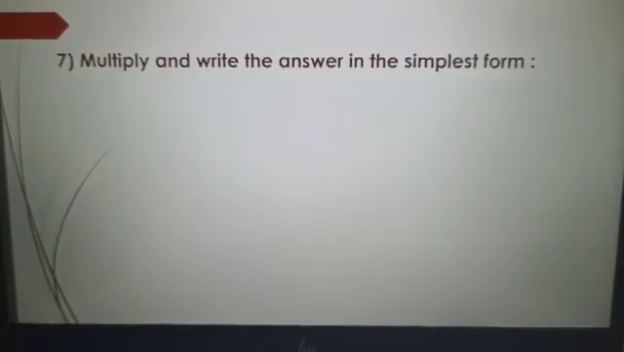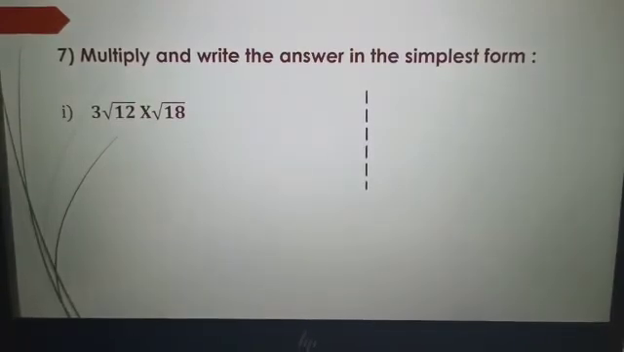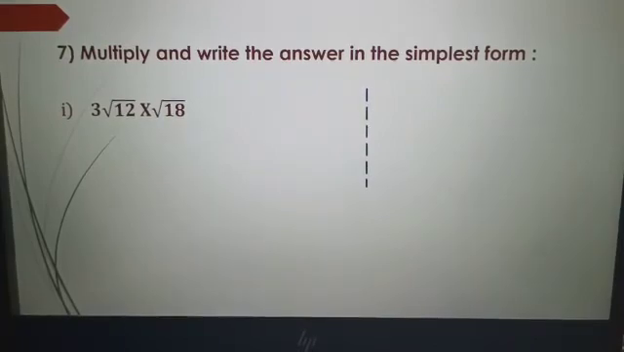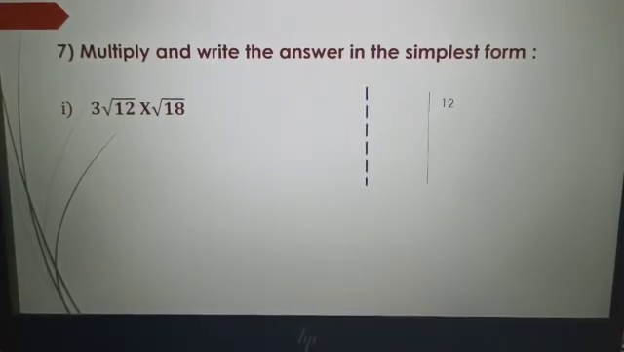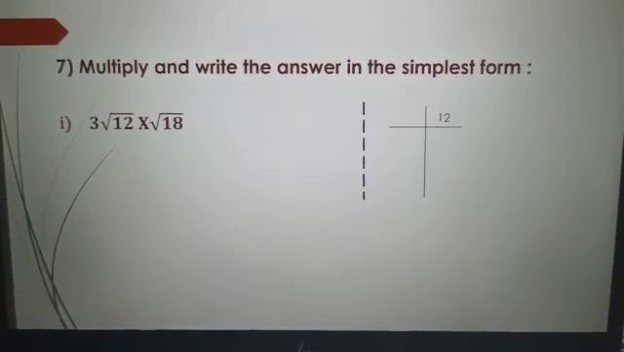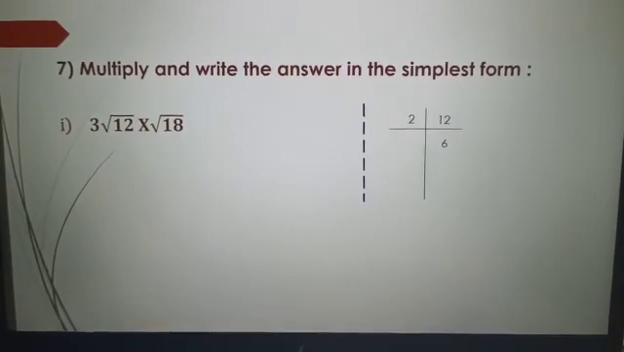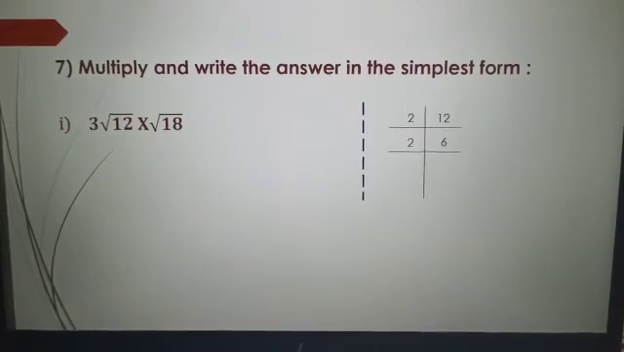Seventh question, multiply and write the answer in the simplest form. First one, 3 square root of 12 into square root of 18. So first we have to simplify the 12. So 12 goes on table number 2. So write 2 outside. How many times 12 into 6 times? Then 6 will goes on table number 2. So write 2 outside. How many times 6 on 2? That is 3 times.